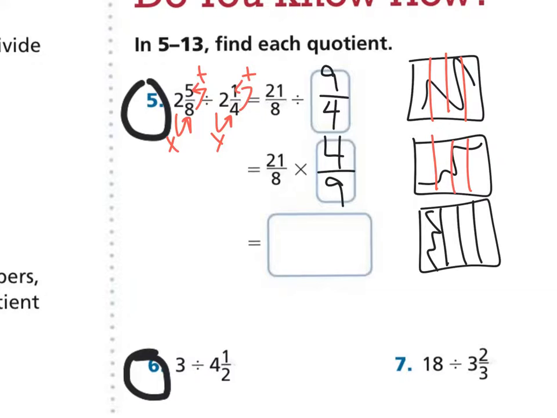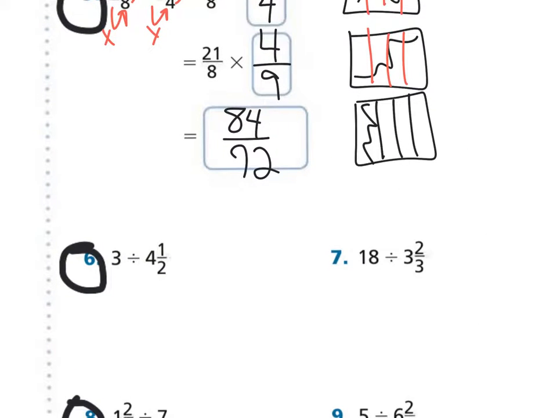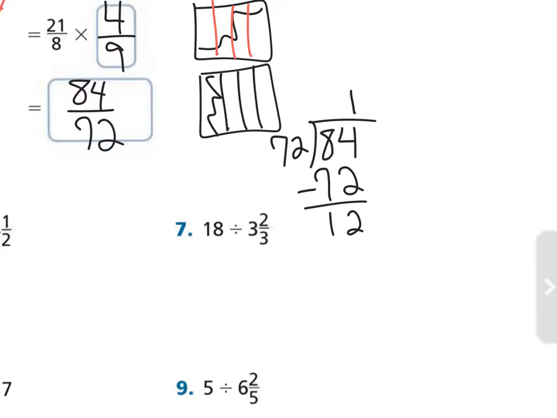So if you just multiply across here, you're going to get 84 over 72, which is an improper fraction. So then we can change that to a mixed number. 84 divided by 72. Remember, n for numerator always goes on the inside when you divide. So 72 goes into 84 one time. We subtract, it's 12. And again, we're not doing remainders anymore. We'll do fractions for that. So we have 12 left out of the 72 that we're dividing by.